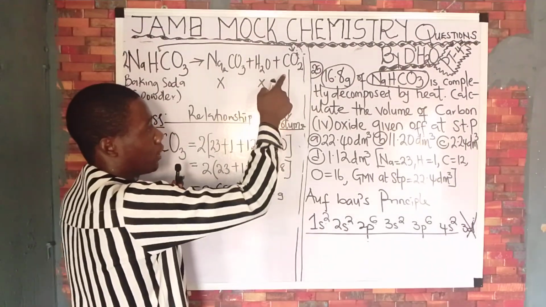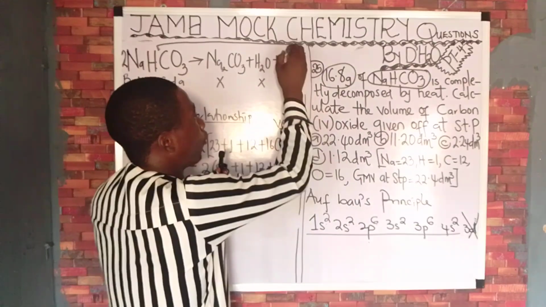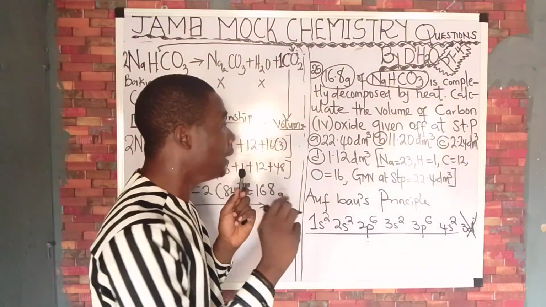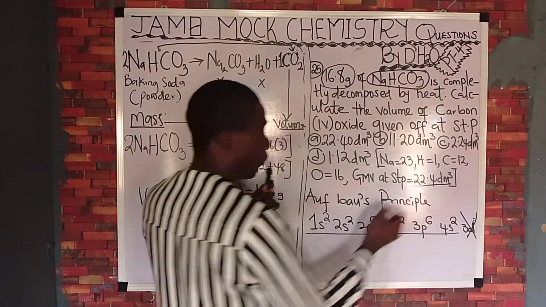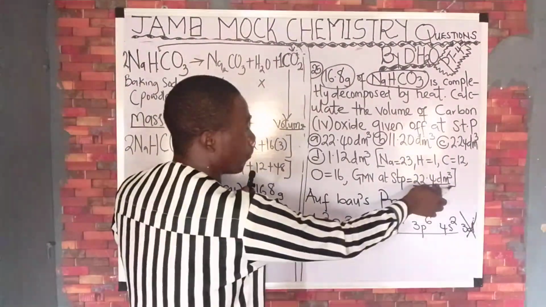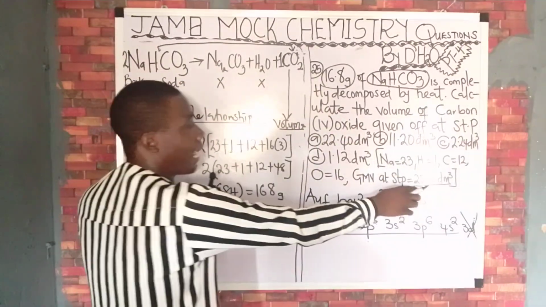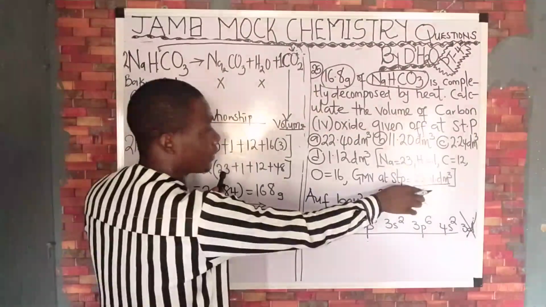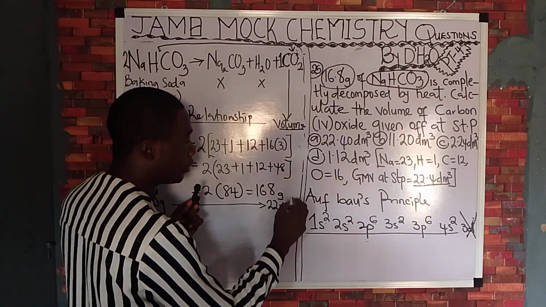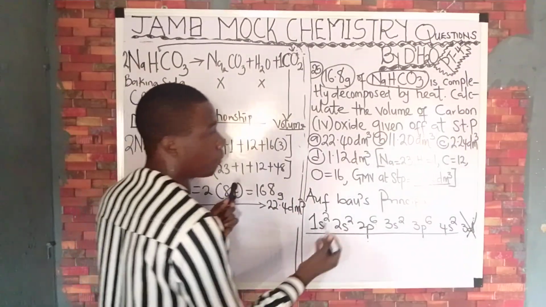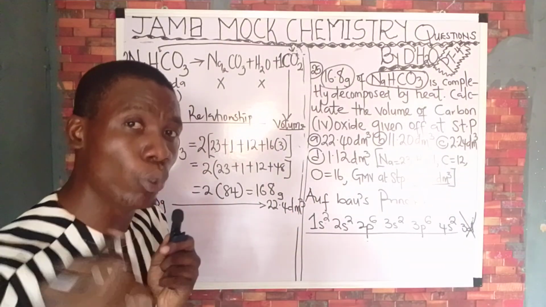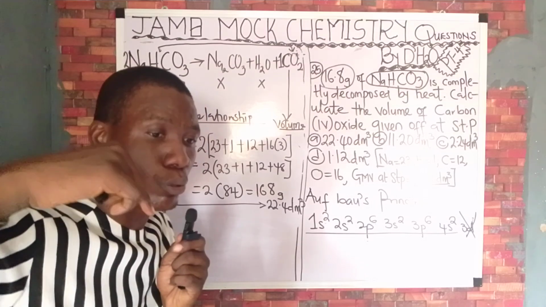What's the volume of carbon(IV) oxide? Remember, this carbon(IV) oxide is just 1 mole. And the volume of 1 mole of a gas at STP is given to us as 22.4 dm³. So if you have 1 mole here, you use 22.4. But if you have 2 moles, you would have multiplied this by 2. If you have 3 moles, you multiply this by 3. So you have 22.4 dm³. We are not multiplying it by 2 because what you have here is just 1 mole. If you have 2 moles, you multiply 22.4 by 2, okay?